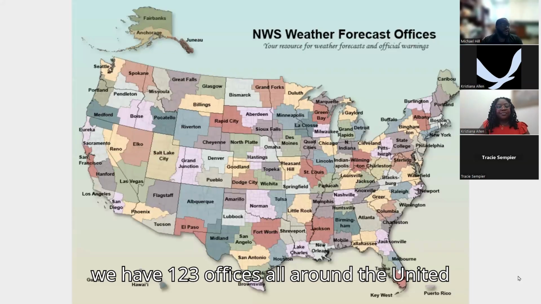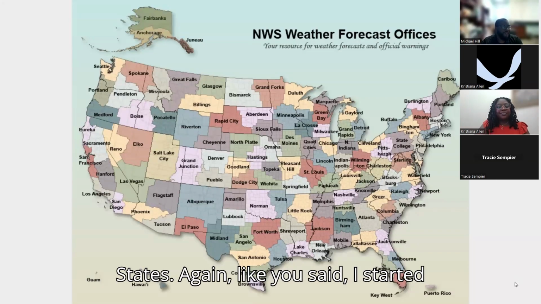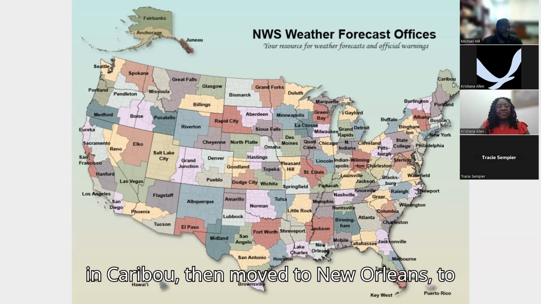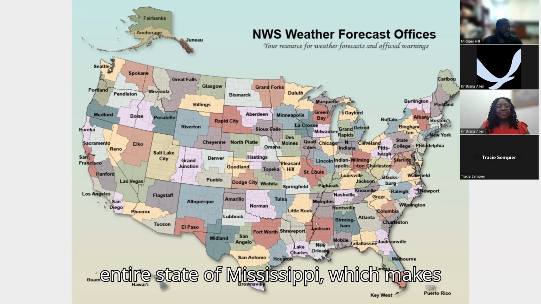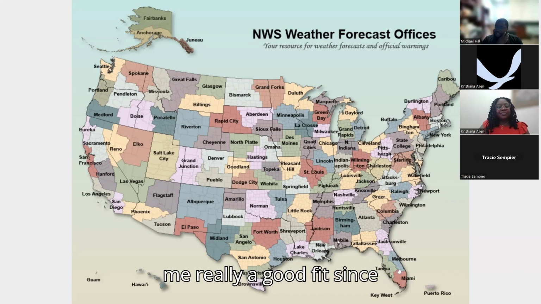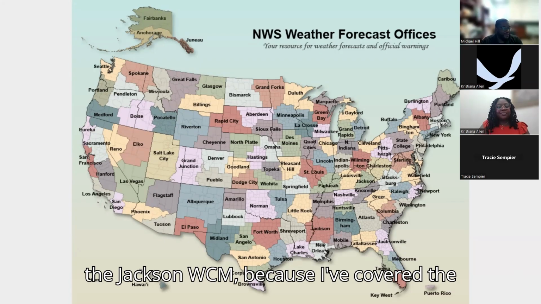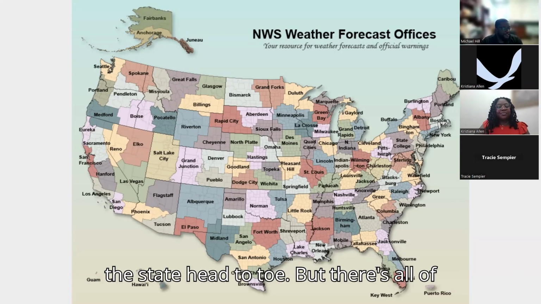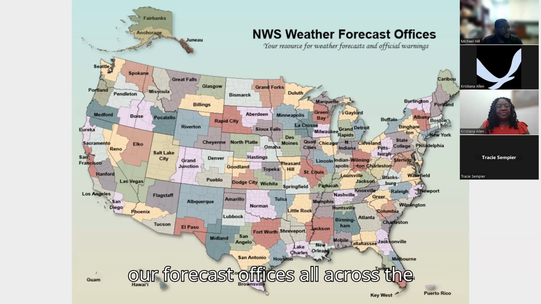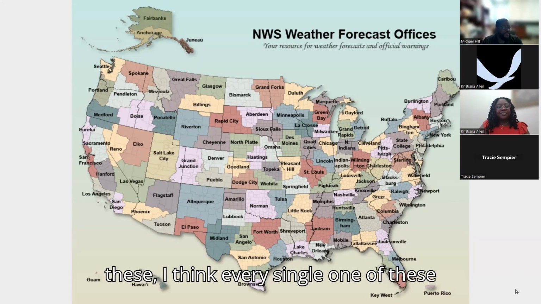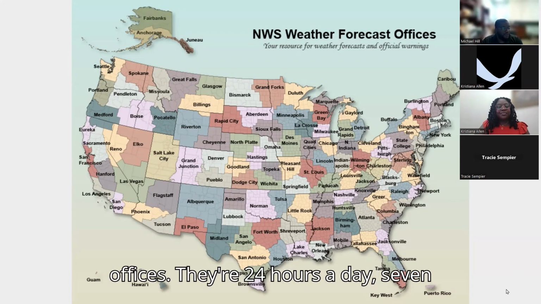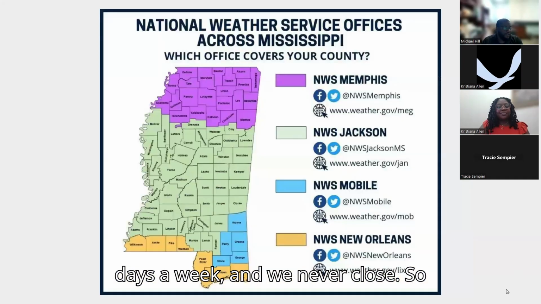So we have 123 offices all around the United States. Again, like you said, I started in Caribou, then moved to New Orleans, to Memphis, and Jackson. So I've covered the entire state of Mississippi, which makes me a good fit for the Jackson WCM because I've covered the state head to toe. There are forecast offices all across the United States, and we have meteorologists at every single one of these offices. They're there 24 hours a day, 7 days a week, and we never close.